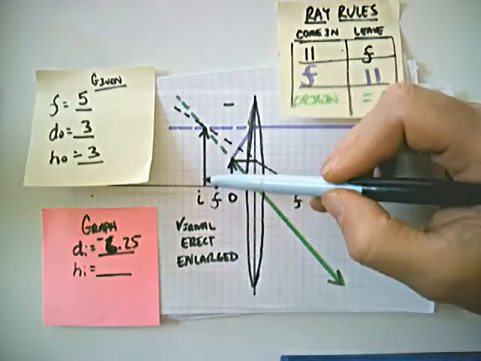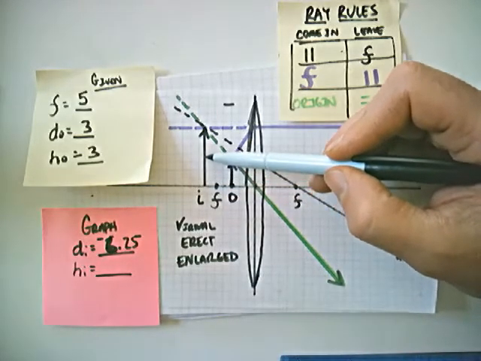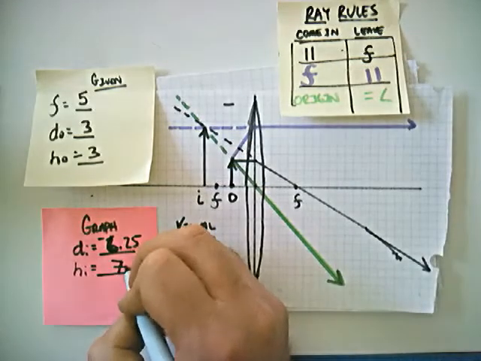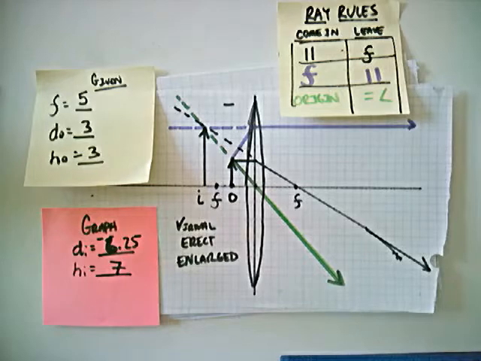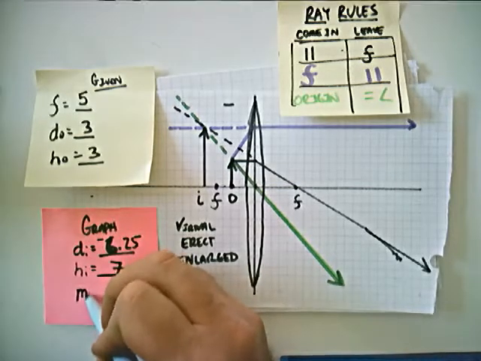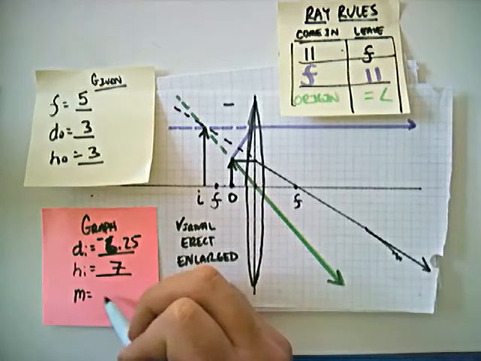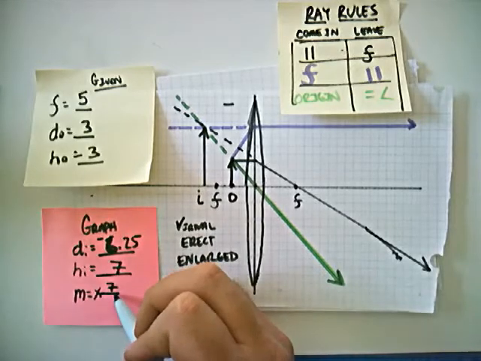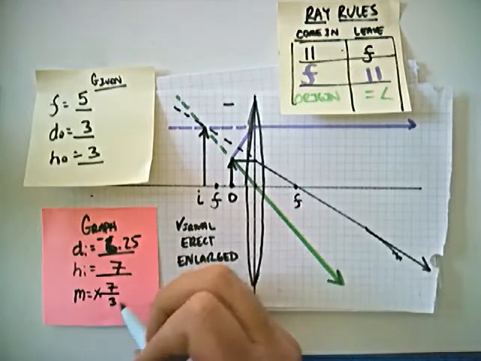Height of the image. 1, 2, 3, 4, 5, 6, 7. Height of image 7. Distance to image negative 6.25. Magnification time. It's a fraction. We want to compare the height of the image 7 to the height of the object 3.